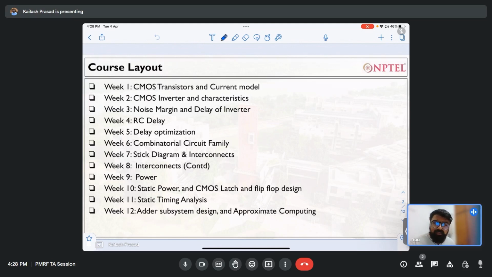After that, we started with combinational logic families, right? In the combinational logic families, we discussed combinational circuits like the AOI gates and the OAI gates. Along with that, pseudo NMOS, and we also discussed dynamic logics. Then we moved to the back end of the design. So that was the front end, where we were discussing the layouts.